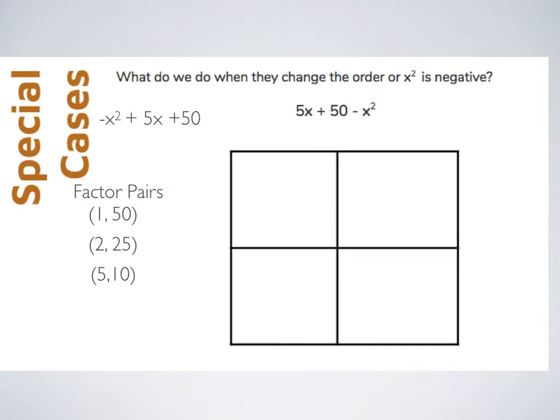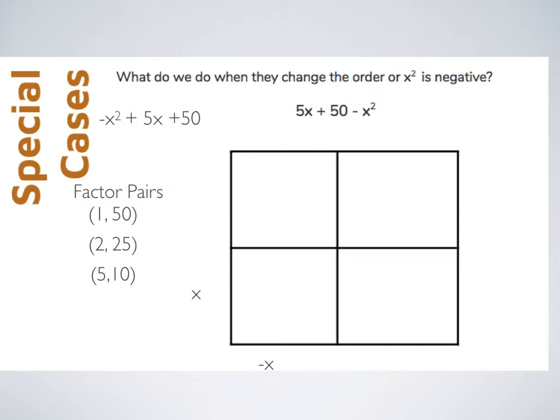To get that plus 5x term in the middle. Okay, so I know, again, I've got to make x squared, but this time I have to make -x squared, right? So the way I'm going to make a -x squared is by multiplying x times -x, right? So x times x is x squared, but one of them is negative.